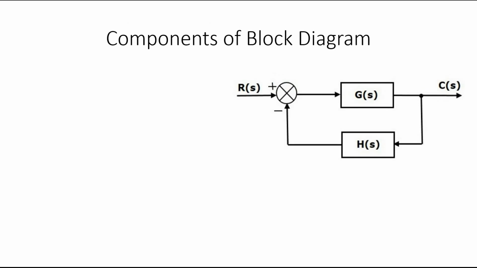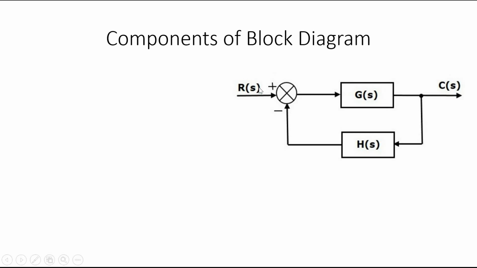So next we can discuss the components of a block diagram. So consider a simple block diagram. Here R(s) is the input signal and C(s) is the output signal. As in the previous case, the transfer function is not given in a single block, it is a complex one. It has some feedback and a gain.